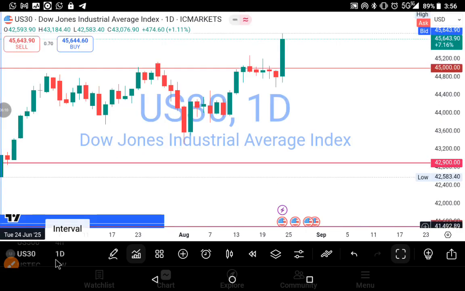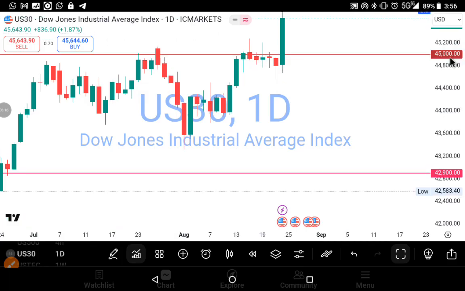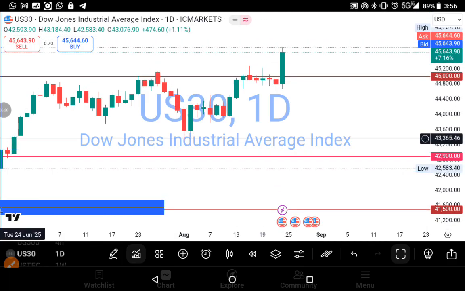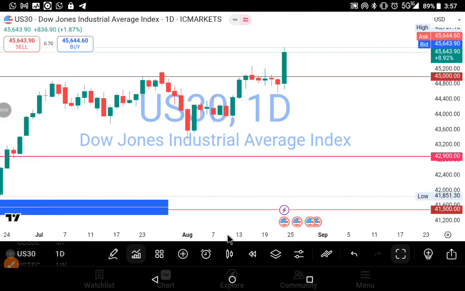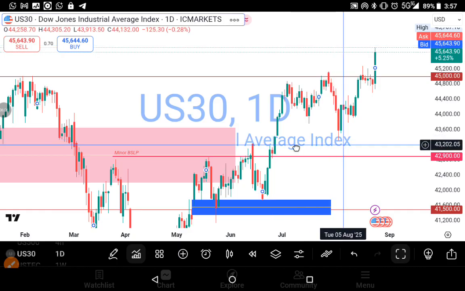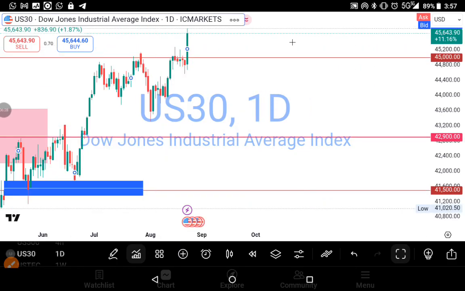Under futures, I was expecting 44,400 to serve as a support of the price that will send us higher. As we can see, it has sent us higher. We have successfully created the next high on that.